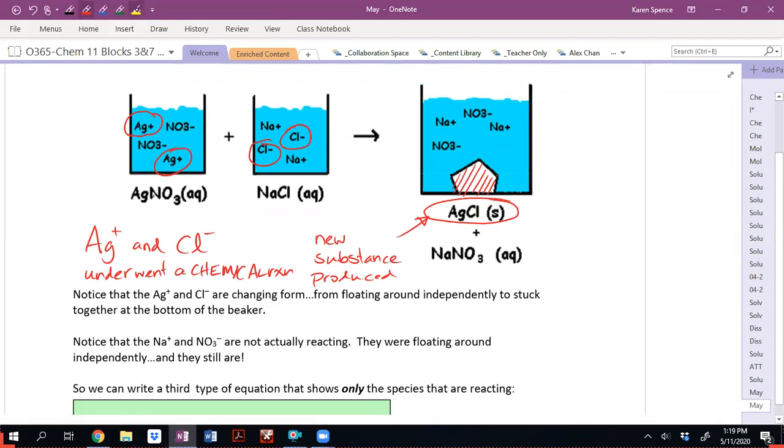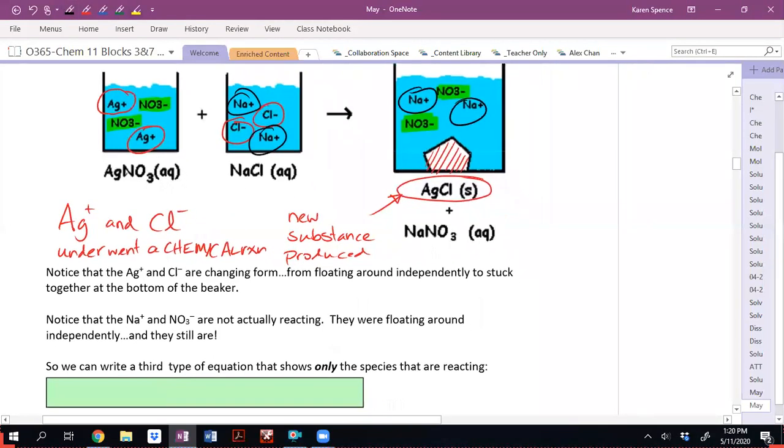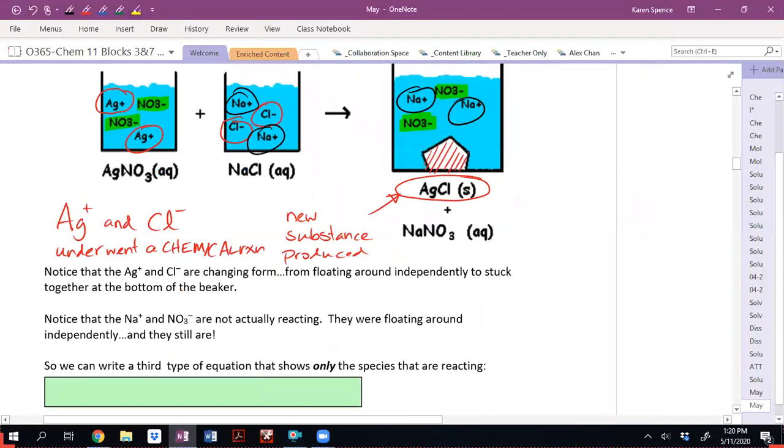But what if we look at nitrate? It was floating around and now, oh, it's still floating around. If we look at sodium, sodium's floating around. Oh, it's still floating around. Did sodium and nitrate make a new substance? They were floating around as ions. Now they're still floating around as ions. Are they any different than they were before? No. They are no different than they were before. They're the same. Okay.